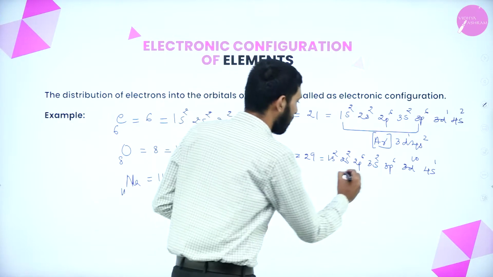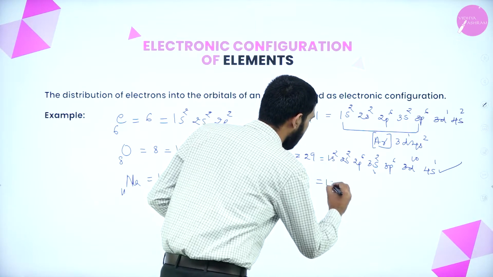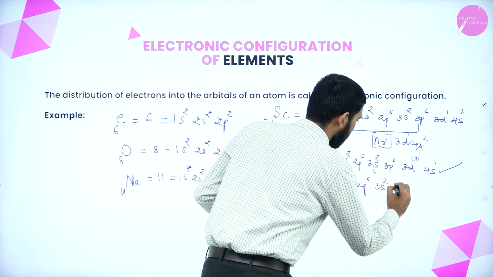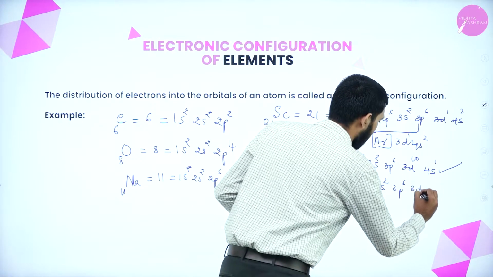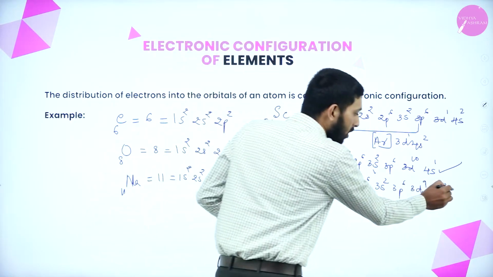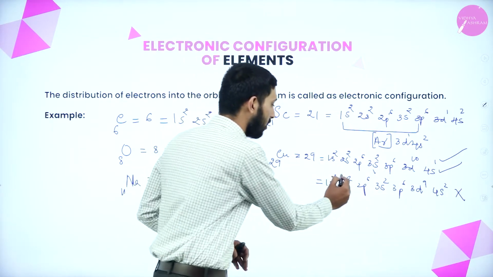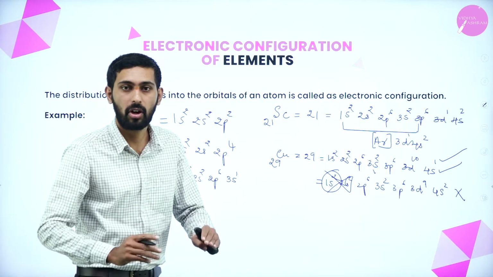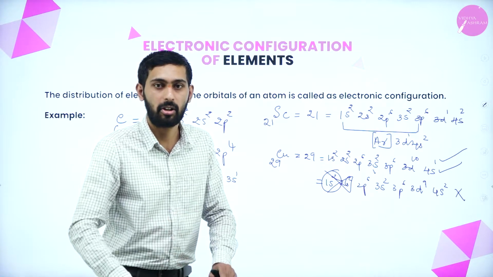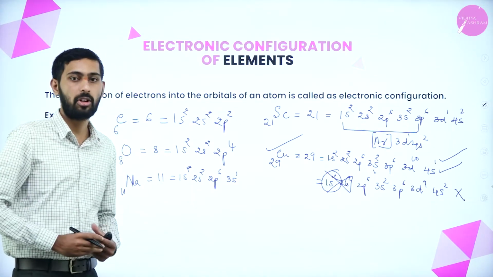But the actual configuration is like this. This is the right configuration. But if we write like this, this is wrong actually, because to attain stability we prefer this configuration but not this one. If you write like this, it is a wrong configuration. Actually copper will not attain stability at all. So I prefer this configuration. These are the electronic configurations of some elements.